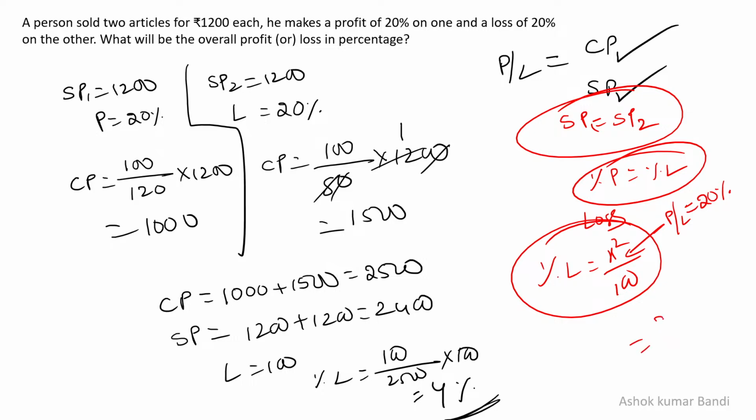So your final answer is going to be 20 square by 100, which is 400 by 100, which is equal to simply 4%. If the SPs are different, if your profit and loss are different, you have to do it the long method. But if your SPs are equal and your profit and loss percentage are also equal, you can simply write x square by 100 and get your answer. But if you have any other value, go through the long method.